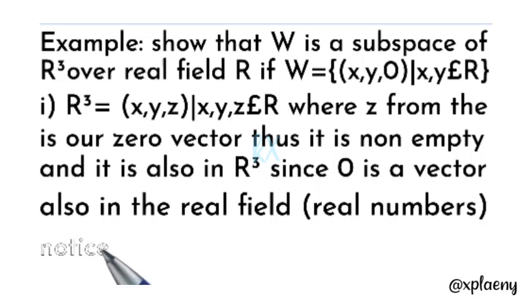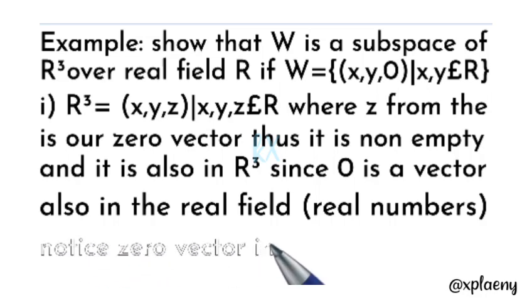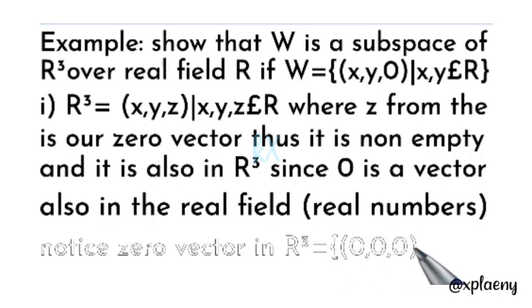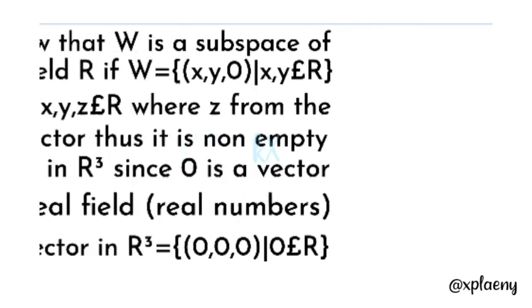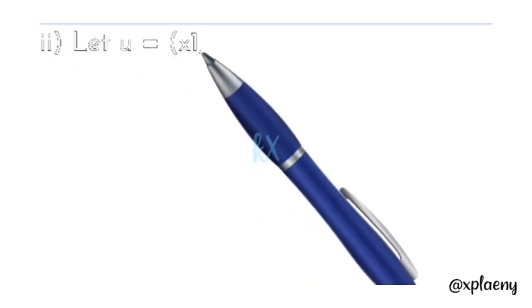So let's look at our second one. Now this time around we'll be looking at whether it is closed under vector addition. Meanwhile, we have been given our 0 vector to be 0, 0, 0 in our field. So expressed in 3-dimensional Euclidean space, it is 0, 0, 0. If it is 2-dimensional Euclidean space, it would be 0, 0. That is all. So let's move to if it is closed under vector addition.